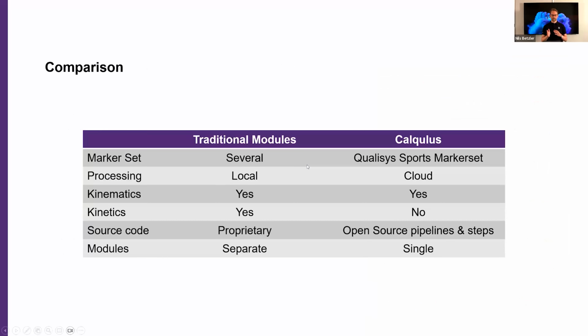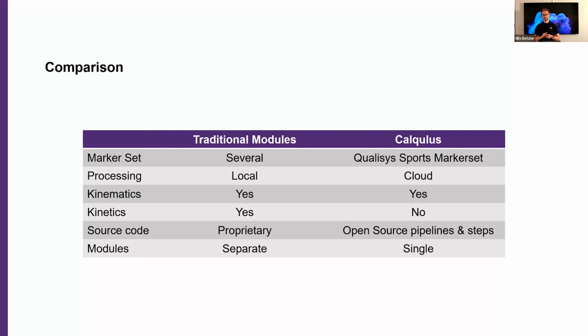When we compare in a little more detail what features the two different approaches offer, for the traditional modules, the marker sets are quite diverse because different modules have different marker sets. They all support the sports marker set as well, but they are different options. So there are several marker sets. Calqulus requires the sports marker set because the skeleton solving is done in QTM.